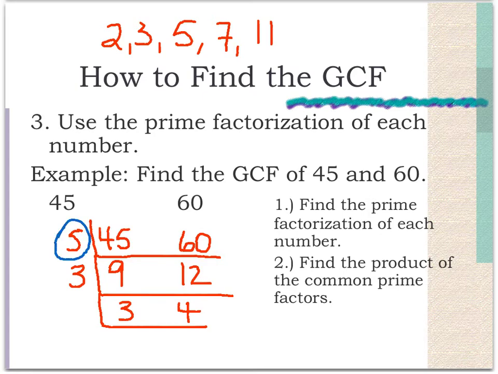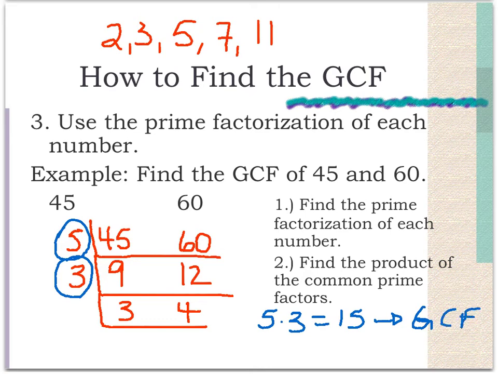I'm going to work with the outside two numbers, 5 and 3. So to find the GCF, I'm going to take 5 times 3, and that's 15. So my GCF is 15. And again, in other words, 15 is the largest factor of these two numbers, 45 and 60.